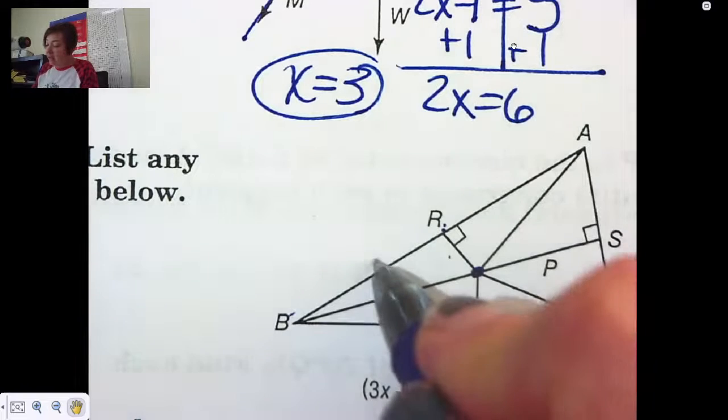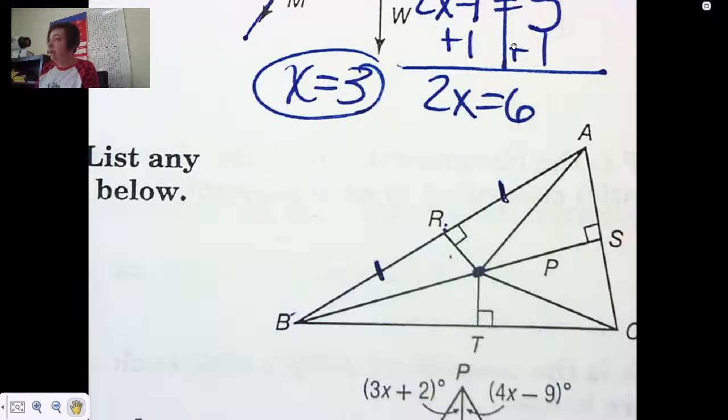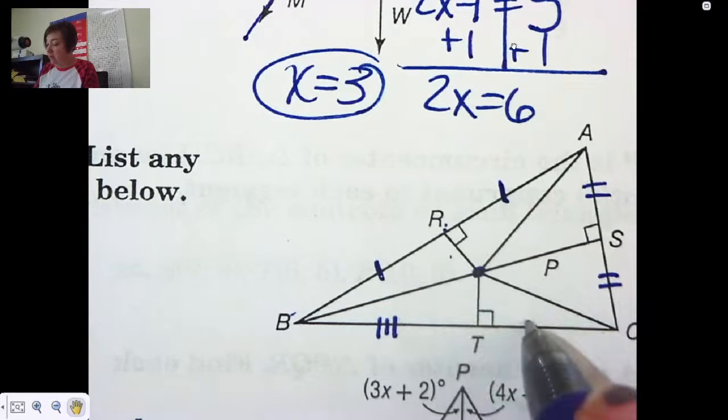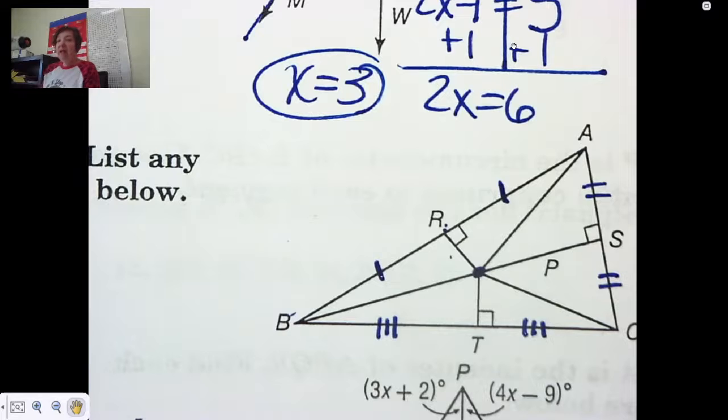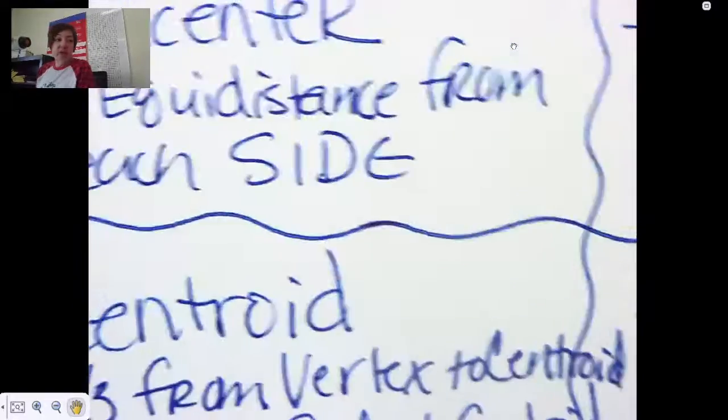That means that BR is congruent to RA. AS is congruent to SC. BT is congruent to TC. Now, there's actually one more set of segments that are congruent. Because if you go back and refer back to your chart, remember what we said about perpendicular bisector? About the circumcenter?